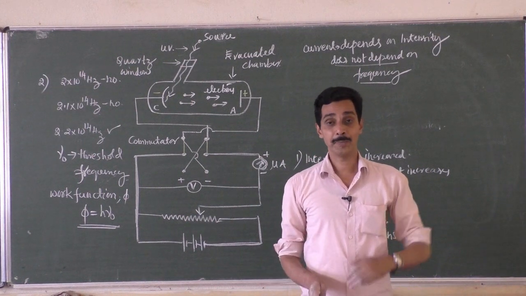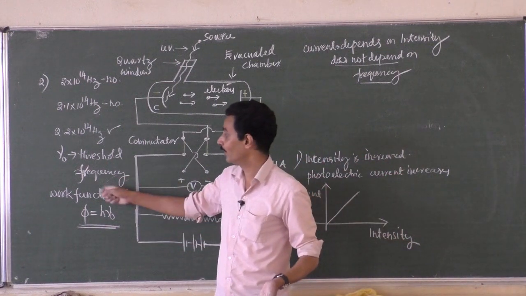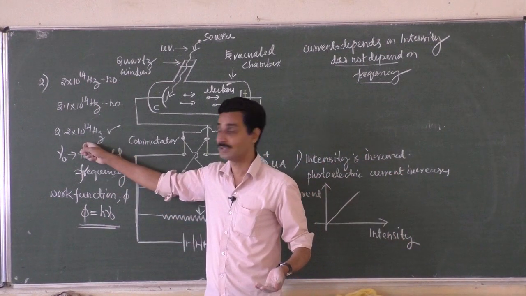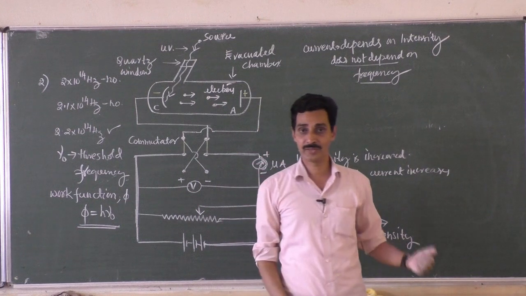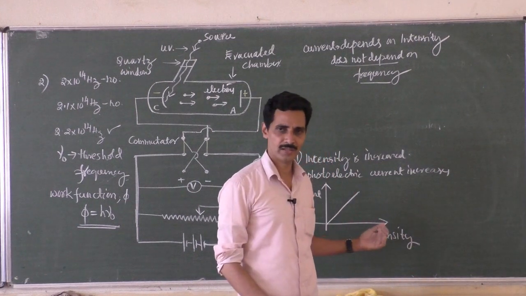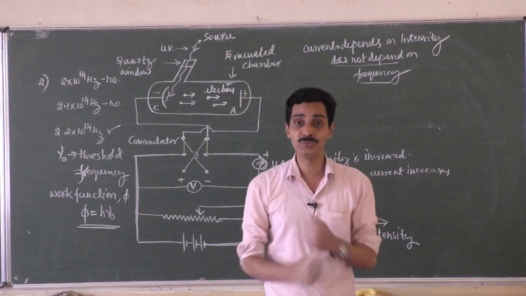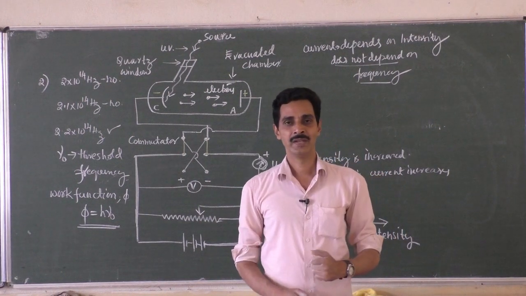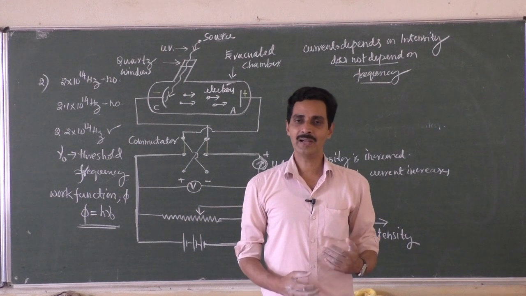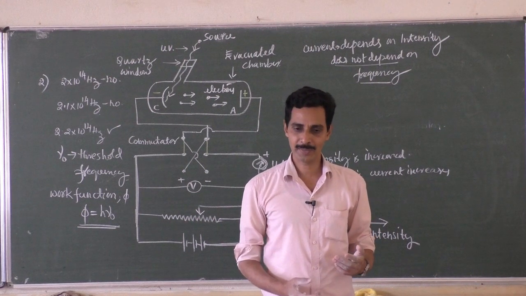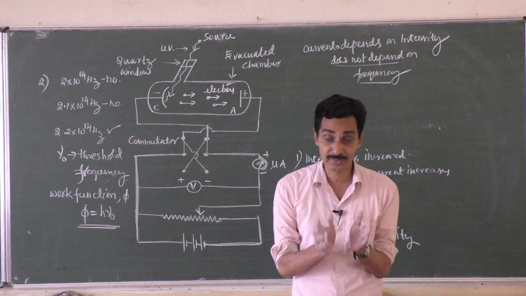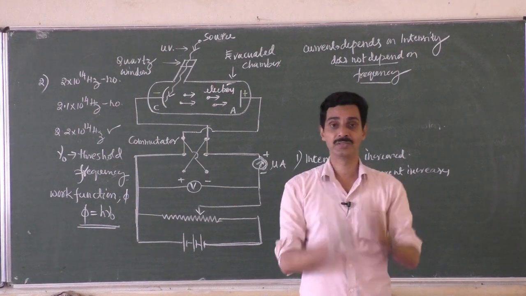Suppose the supplied energy is more and more and more, 2.3 into 10 to the power 14, 2.4 into 10 to the power 14, 2.5, 3 into 10 to the power 14, and so on. Then what do the electrons do with that remaining energy? That is very interesting. Suppose the required energy is 10 joules and you are supplying 15 joules. What happens to the 5 joules?